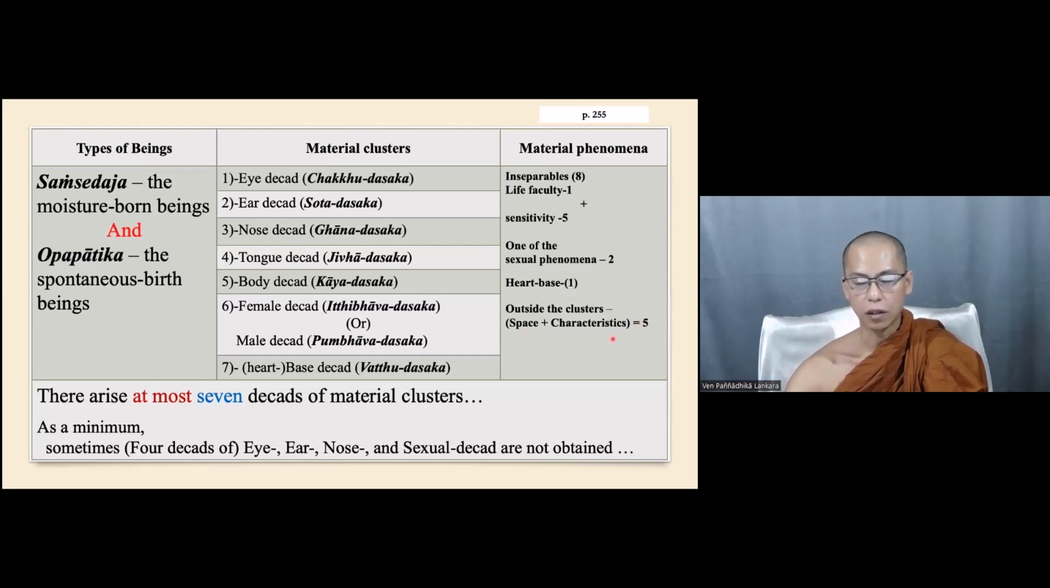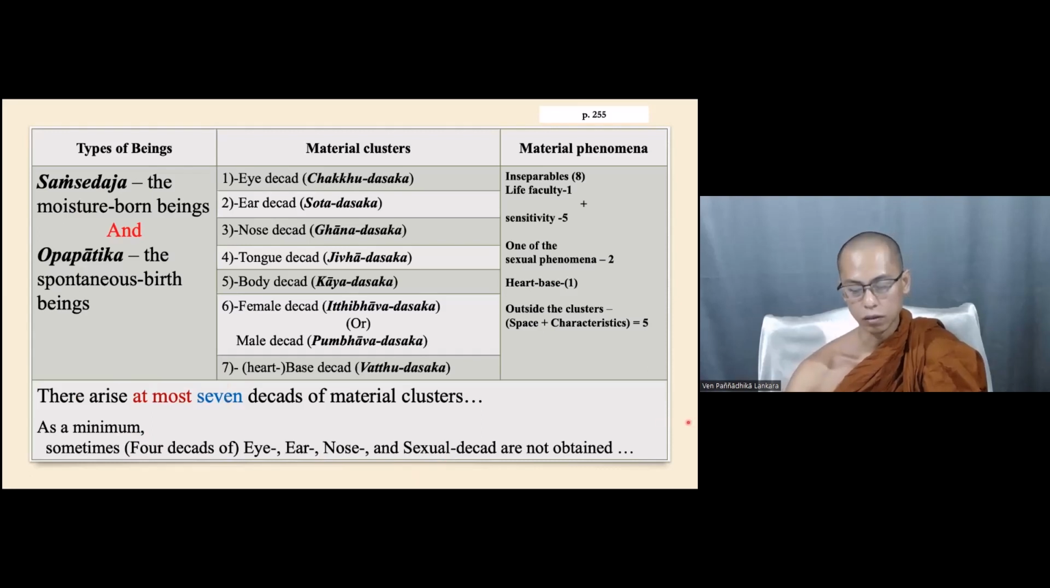Space and 2 characteristics, or upachaya and santati characteristics. The other jarata and aniccata cannot be found, because this is the very first moment. So no decay of the materiality, because this is just a rising moment. That we are focusing on how many material clusters and how many material phenomena can arise at the moment of rebirth linking consciousness, or at the very first moment of life, for the Sansedaja and Opapatika beings. Okay, now we understand the 7 atoms and at least 3, and possibly 4, 5, 6, and 7.